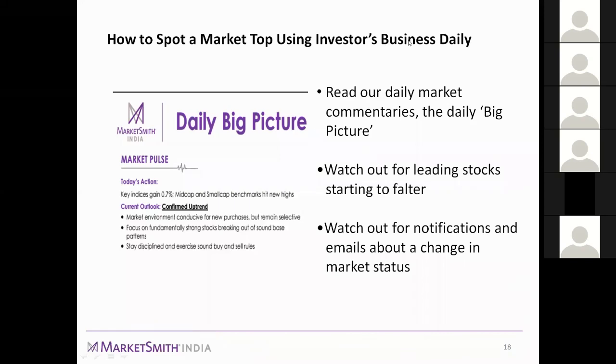So by reading our daily market commentaries, by checking our homepage, and also when there is a change in market status, we do send a teaser and a notification. If you're following those things carefully, you will be able to identify the market direction with us. You don't have to do the hard work, because we are doing all the homework for you. You just have to follow and use our app carefully.